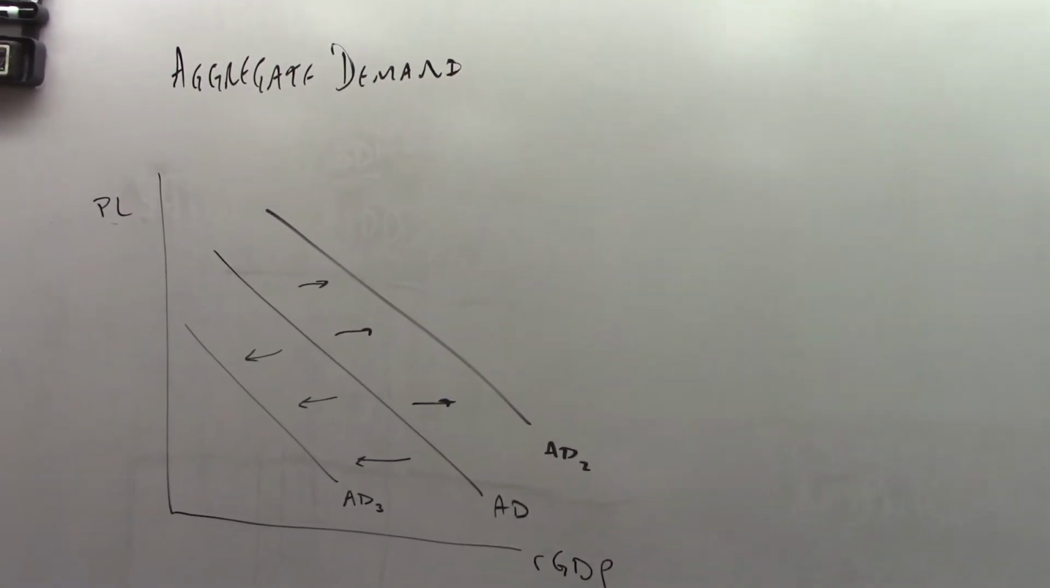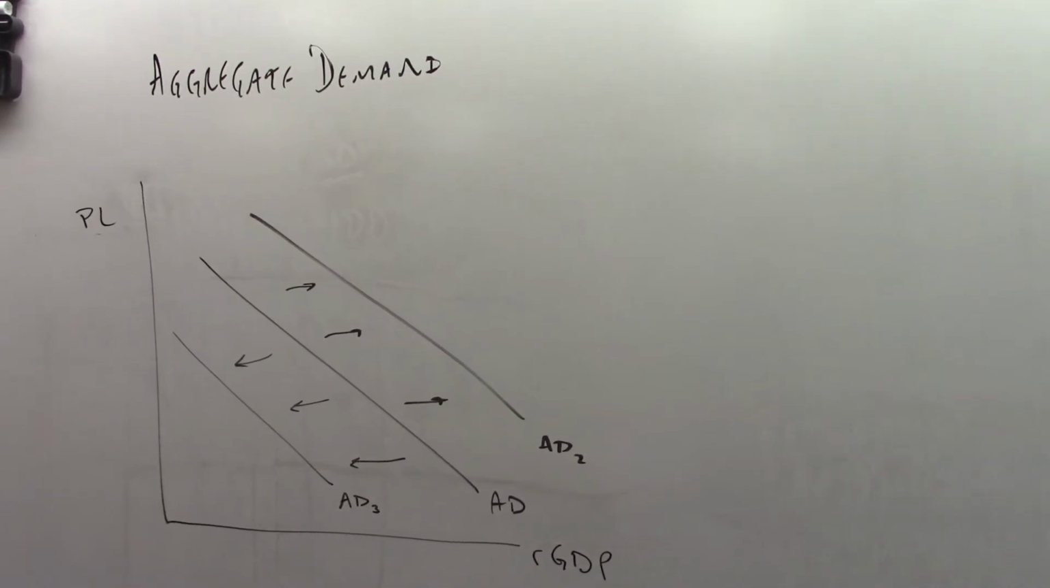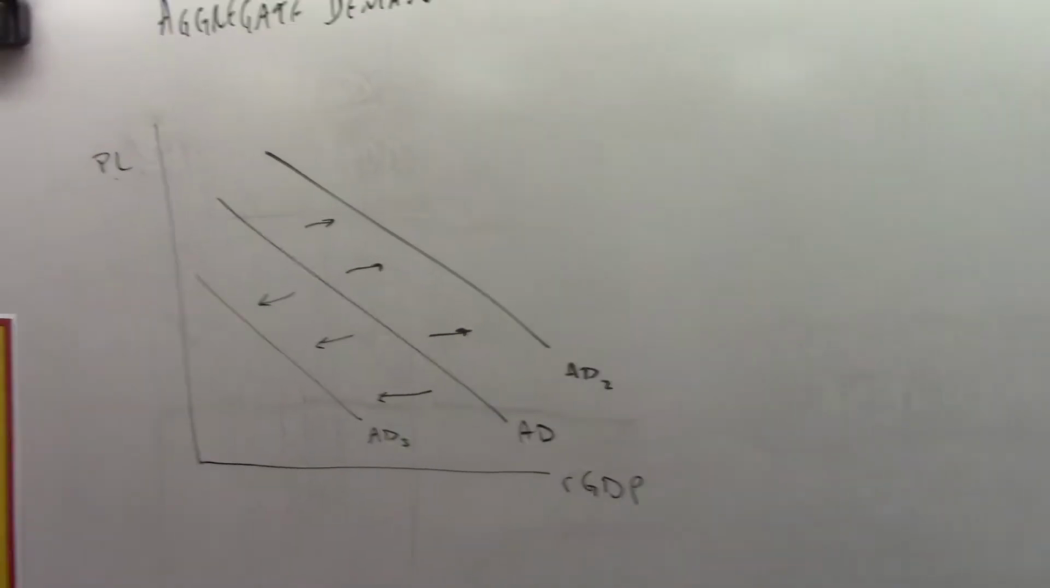This is aggregate demand. I am also on a camcorder with no tripod, so it might be shaky. So aggregate demand, as you see, is downsloping. The original aggregate demand curve.